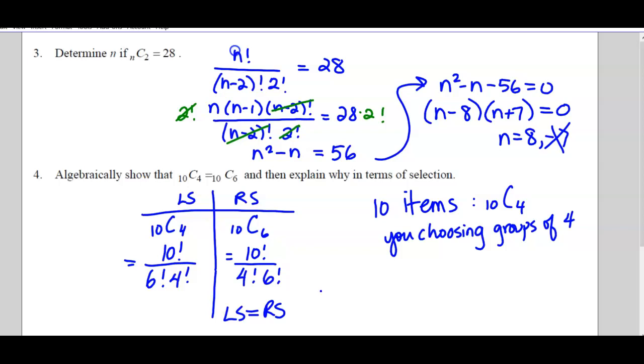So if this was 10C3, I know that that's equal to 10C7. Because 3 plus 7 is 10. If I had 10C2, that's going to equal 10C8. Okay? But it would not equal 10C4, for example.